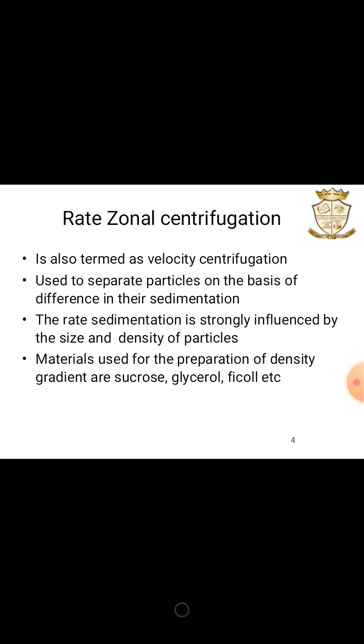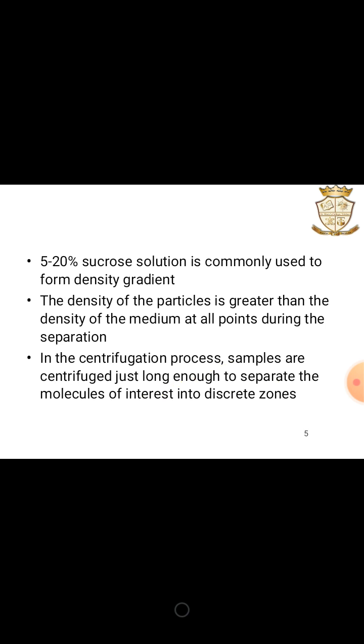Rate zonal centrifugation, also termed velocity centrifugation, is used to separate particles on the basis of differences in their sedimentation. The rate of sedimentation is strongly influenced by the size and density of the particles. Materials used for the preparation of the density gradient are sucrose, glycerol, etc. A 5 to 20% sucrose solution is commonly used to form the density gradient.